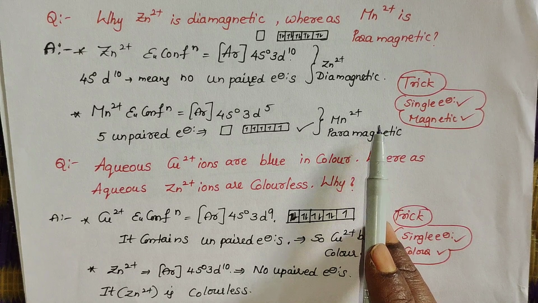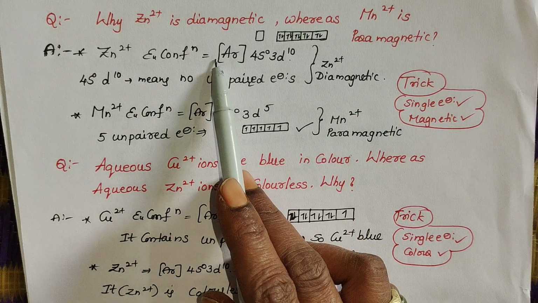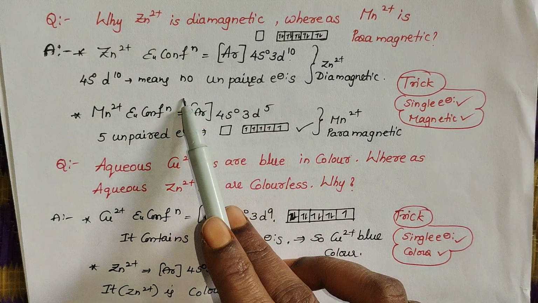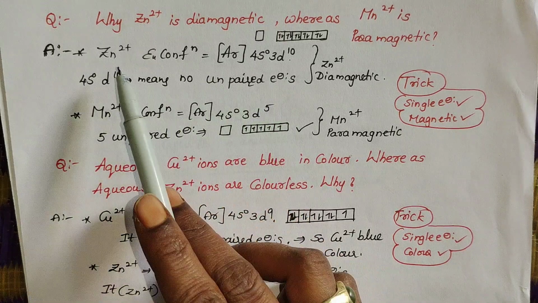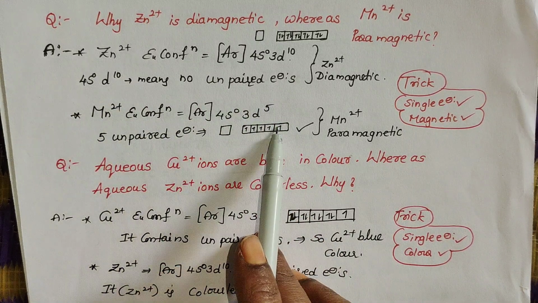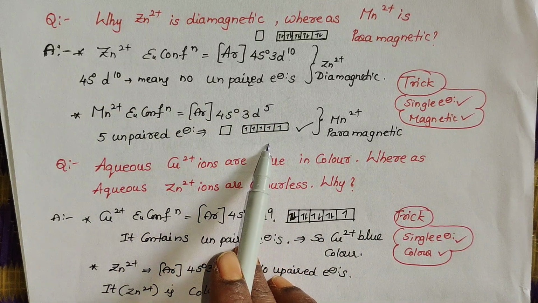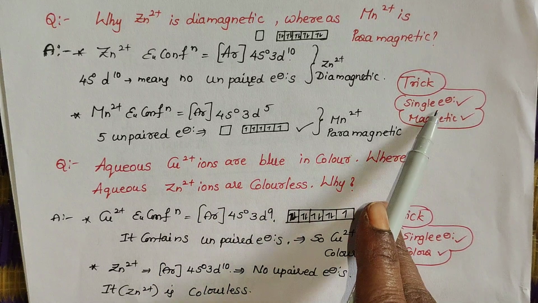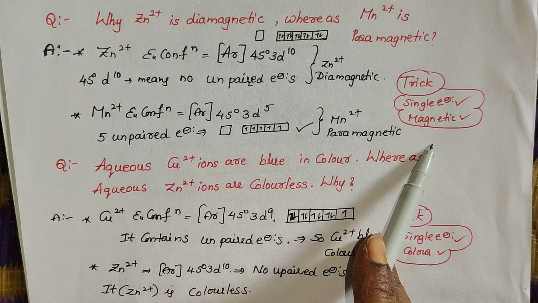Remember, Zn2+ is diamagnetic because there are no unpaired electrons, meaning no single electrons. But in Mn2+ the single electrons are 5, that is why it is paramagnetic. Okay, simple, this is the trick: single electron present, magnetic property present.